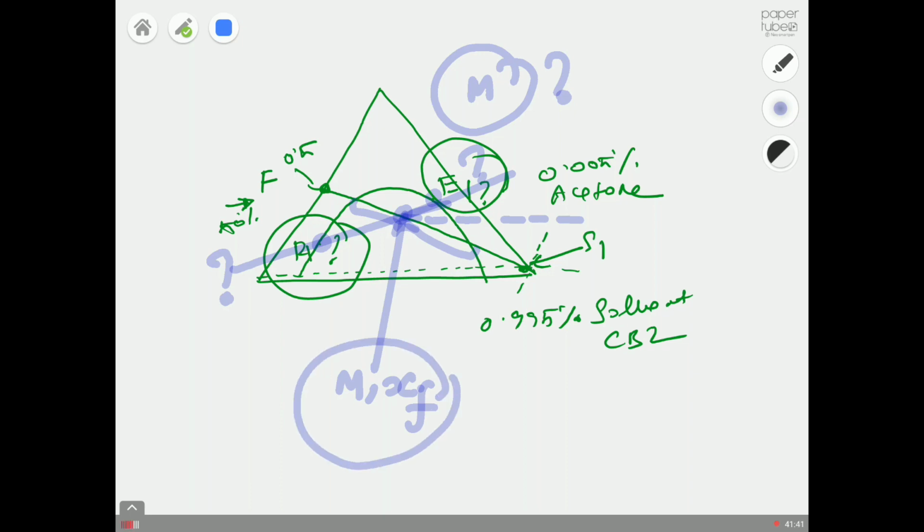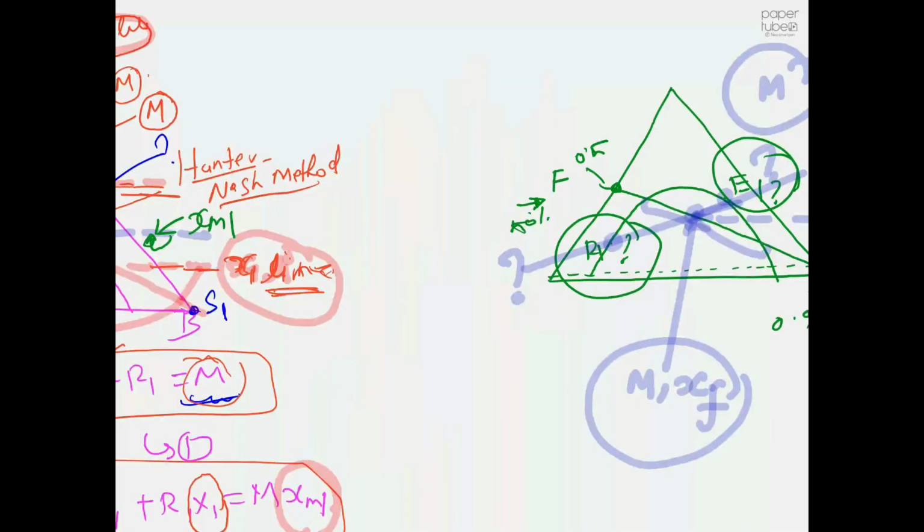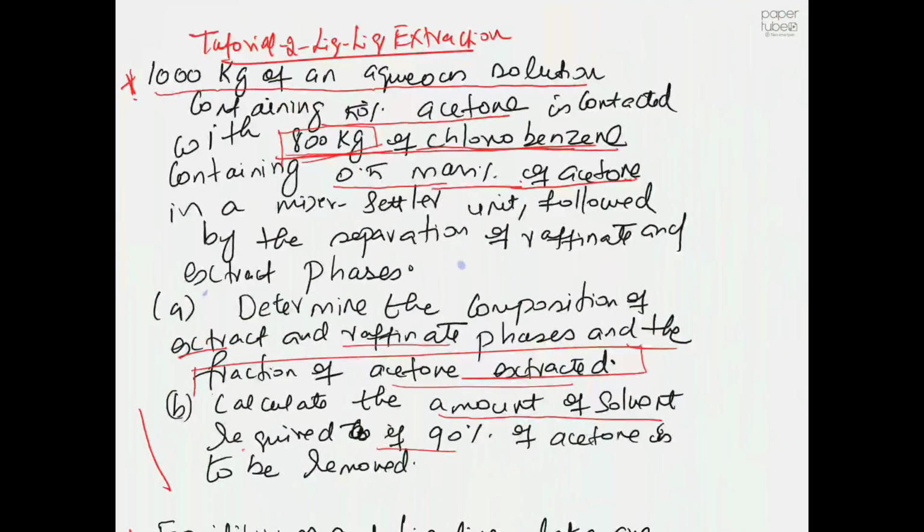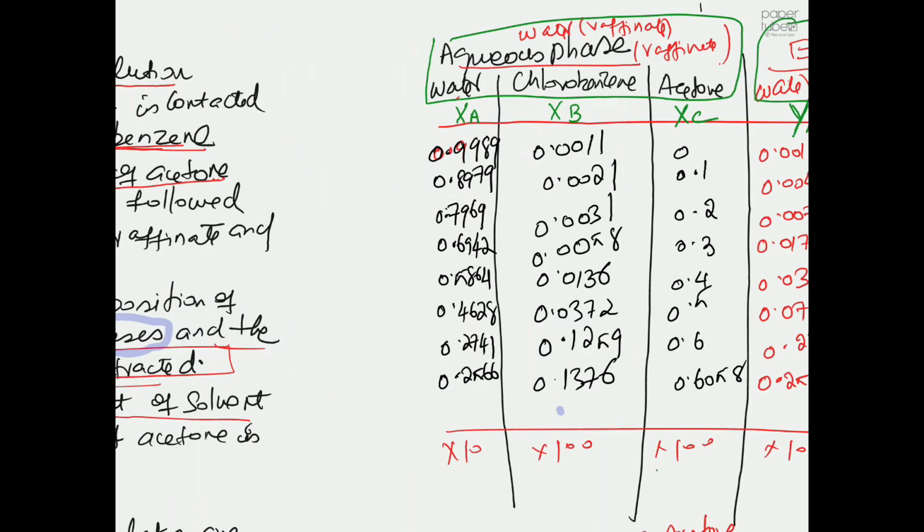If you go back to our question, let me read it out. It's here. If you look at part A, follow the blue highlight. In fact, we need to find the composition of the extract and raffinate phases. We don't know where our E1 and R1 are, because that's part of our question. We need to find these E1 and R1 points. Once you manage to find the E1 and R1 points on our ternary diagram, then we can easily calculate the rest.